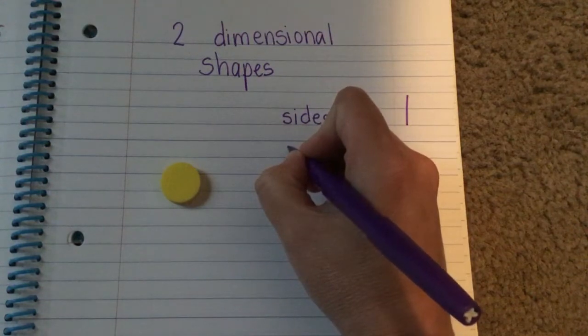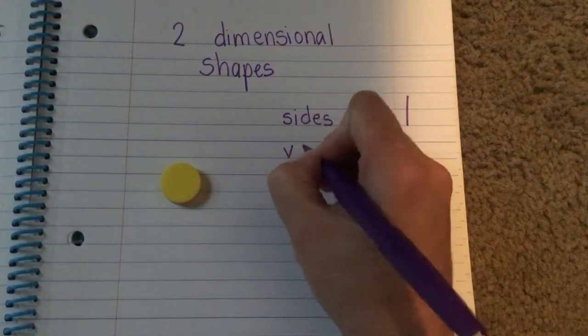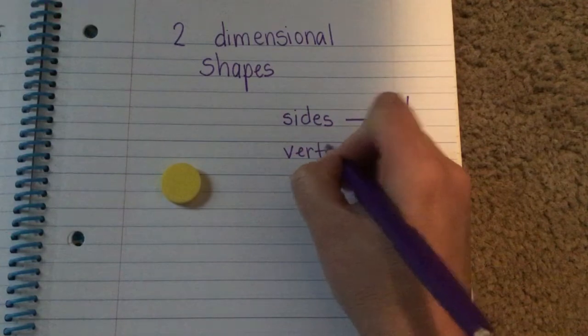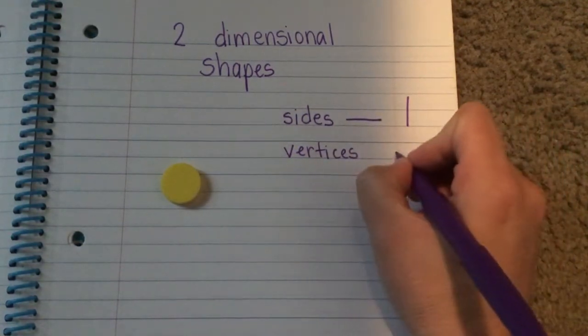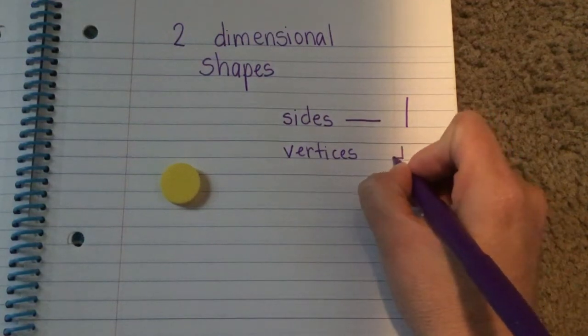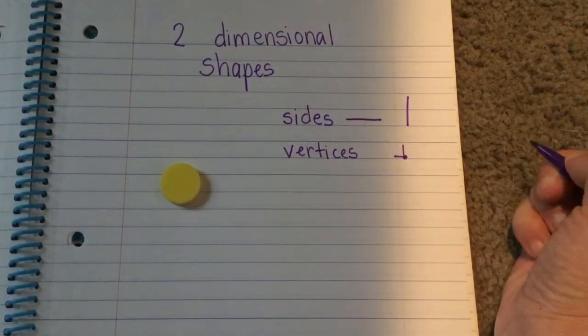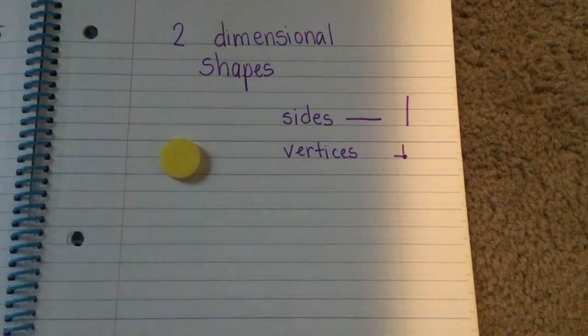The two-dimensional shapes might also have vertices. And remember, our vertices are just our fancy way of saying a corner. So this right there would be a vertex. But our circle has no sides and no vertices. Think about a place where you might see a circle in your classroom, at school, or at home.